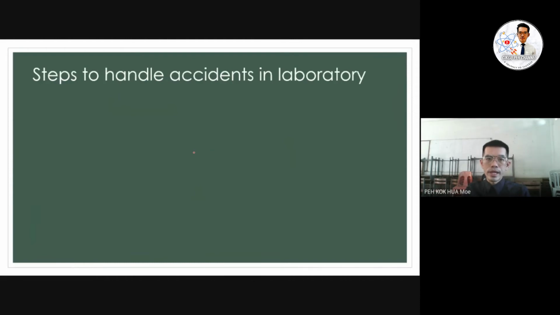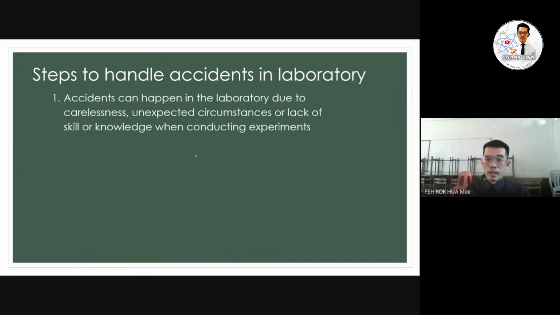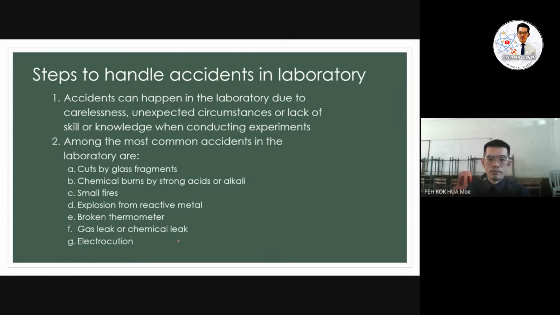Okay, so the next will be the steps to handle accidents in the laboratory. Accidents can happen in the laboratory due to carelessness, unexpected circumstances, lack of skill or knowledge when we are conducting our experiment. Here are some of the common accidents which may occur: cuts by glass fragments, chemical burns by strong acids or alkalis, small fire, explosion from reactive metal, broken thermometer, gas leak or chemical leak, electrocution. So this is the example.